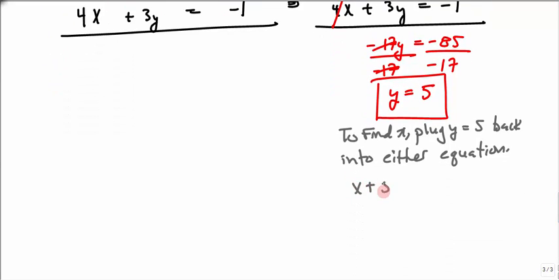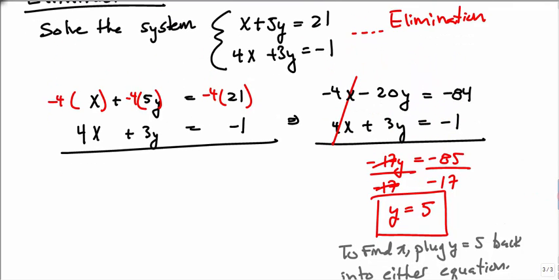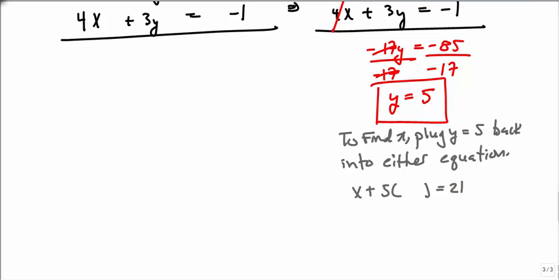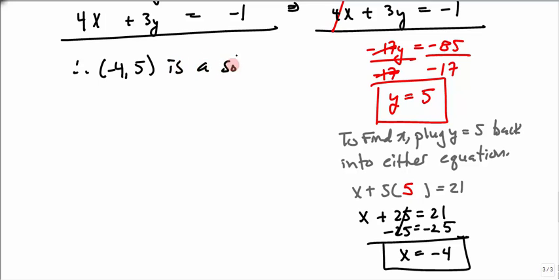So x plus 5y equal positive 21. So I'm going to plug a 5 in here. I get x plus 25 equal 21. Subtract 25 from both sides, sorry. x equal negative 4. So these are my two values. Therefore, I have the ordered pair (negative 4, 5) is a solution to the system.